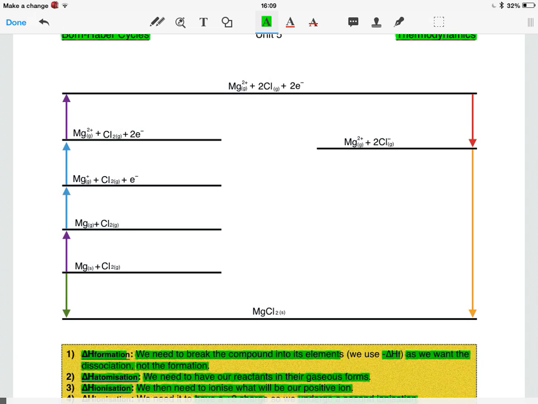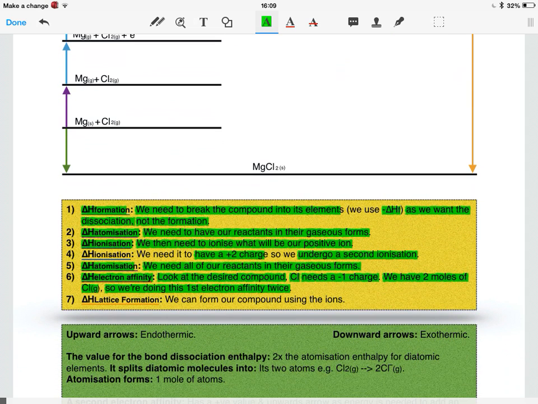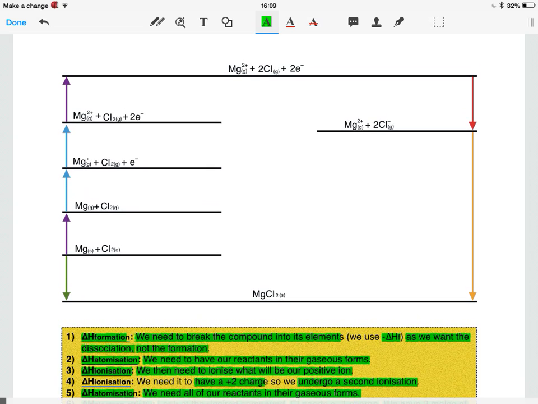Finally then, we've got our Mg2+ and our 2Cl-, and now we just do our lattice formation, and we can form our compounds using the ions. So that's basically the Born-Haber cycle for this.